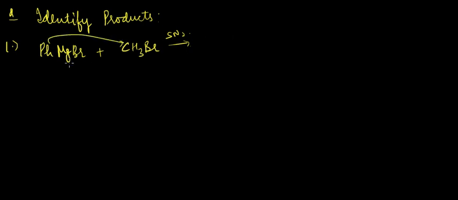Okay, so we have something like this where we have PhMgBr and we reacted with CH3Br. So obviously an SN2 reaction will take place and this will act as a nucleophile. So we'll get something like toluene and MgBr2.